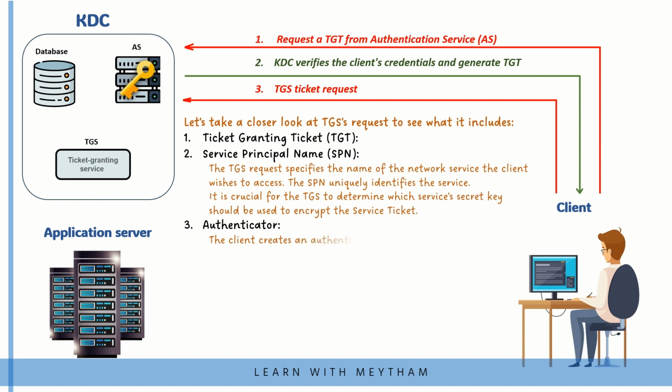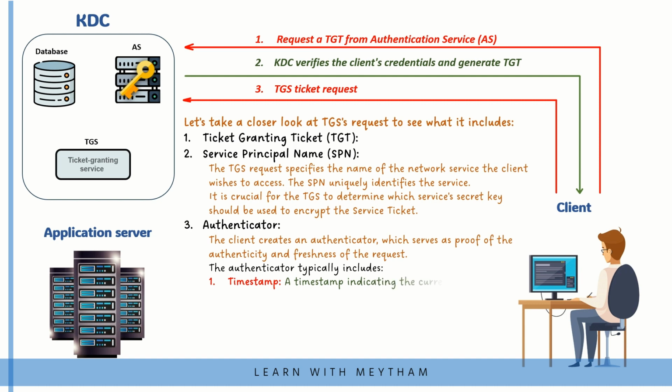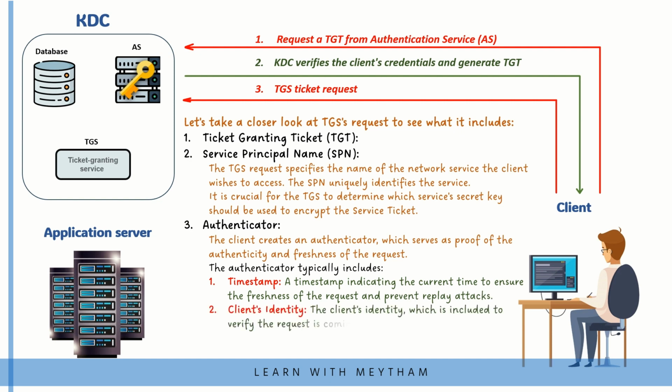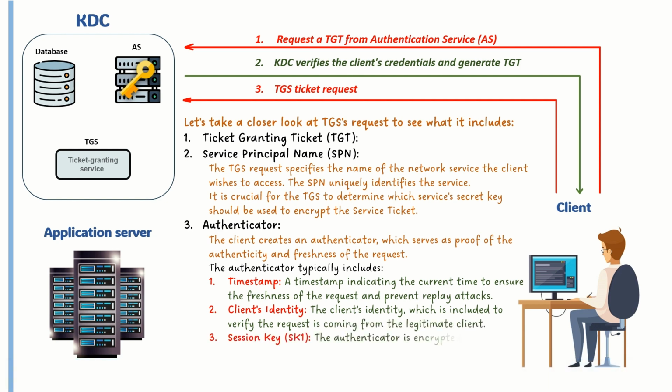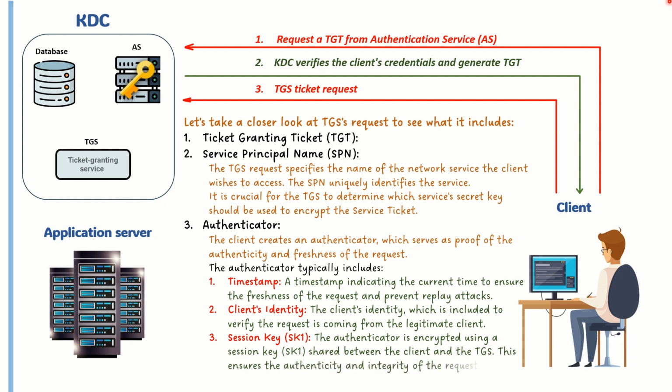Authenticator. The client creates an authenticator, which serves as proof of the authenticity and freshness of the request. The authenticator typically includes a timestamp indicating the current time to ensure the freshness of the request and prevent replay attacks. Client's identity. The client's identity is included to verify the request is coming from the legitimate client. Session key, SK1. The authenticator is encrypted using a session key, SK1, shared between the client and the TGS. This ensures the authenticity and integrity of the request.